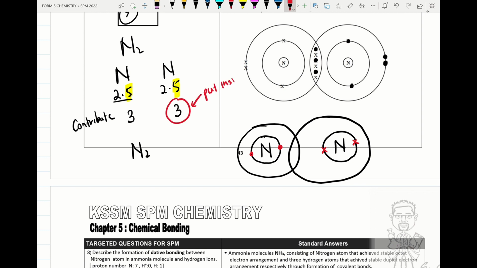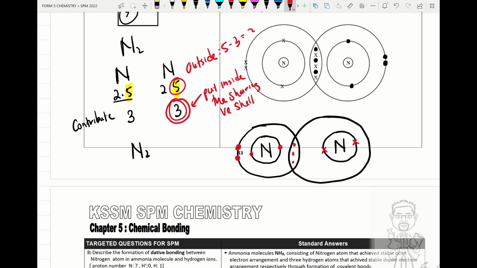We put inside the sharing. All right, so sharing valence shell. Inside the sharing valence shell of the nitrogen atom, I put 1, 2, 3. All right, so outside of the shared area, we put 5 minus 3. So 5 minus 3, we will get 2. So I put 2 here.